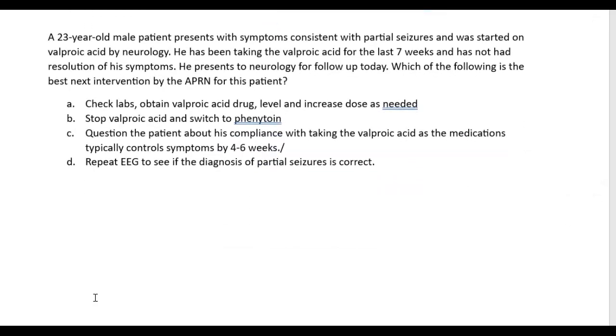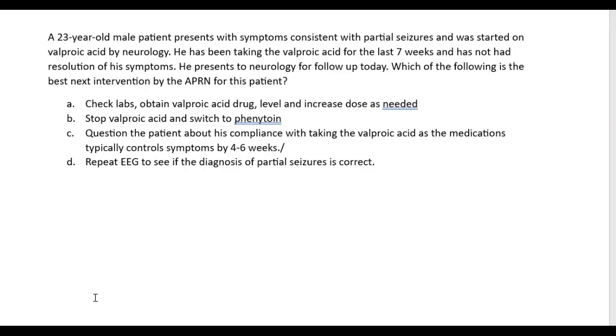When we get to our options here, we have A, check labs, obtain valproic acid drug level, and increase the dose as needed. B, stop the valproic acid and switch to phenytoin. C, question the patient about his compliance with taking the valproic acid, as the medications typically control symptoms by 4 to 6 weeks. Or D, repeat EEG to see if the diagnosis of the partial seizure is correct.